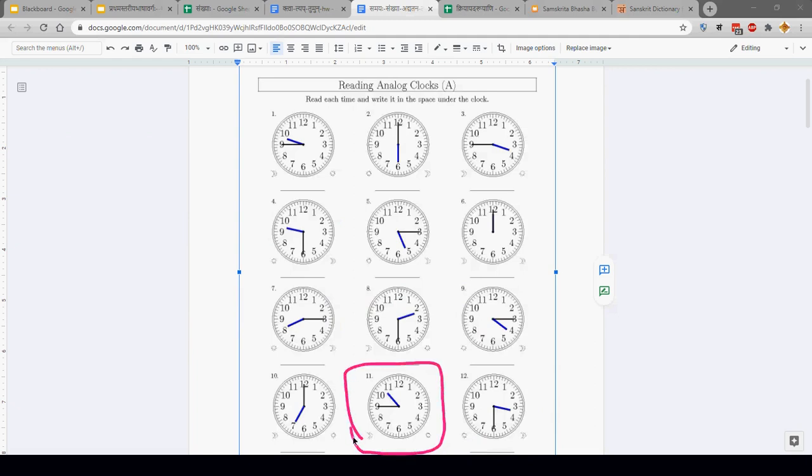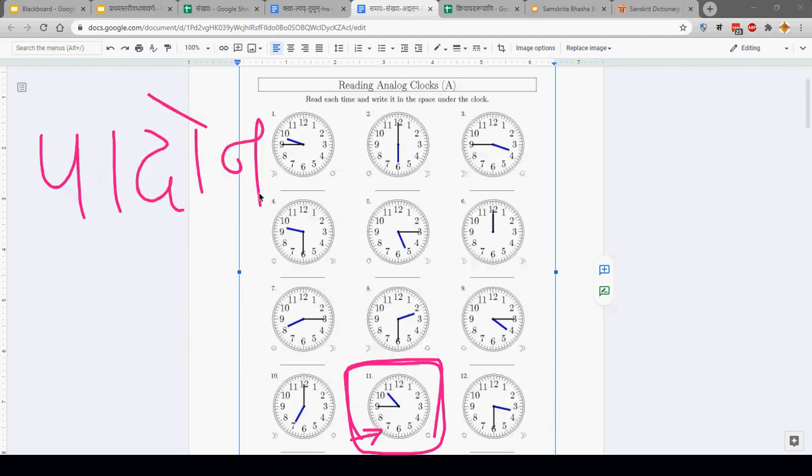Okay, so Veena, what is this one? With the time here, in this clock. One is quarter to 11. This one. For quarter less, we have padona. Padona. This is ekadasha. Ekadasha. Padona ekadasha vadanam.